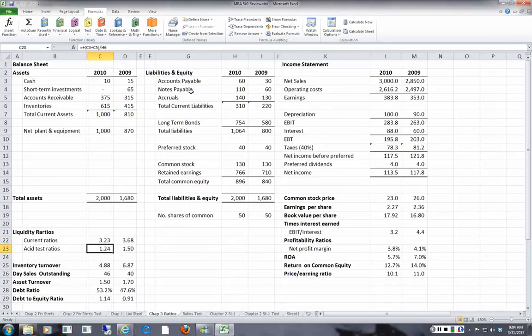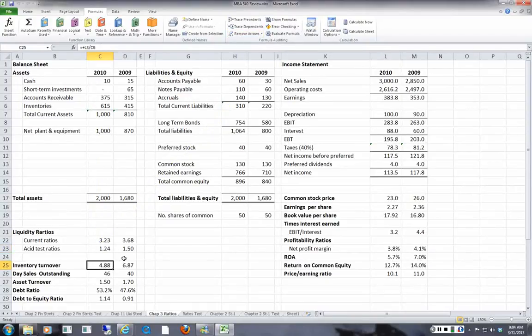Now we're going to take the acid test ratio, which basically does the same thing, only it takes out the inventories from the current assets. So it divides the total of $10 of cash, $375 of receivables, by the current liabilities of 310 to come up with that 1.24.